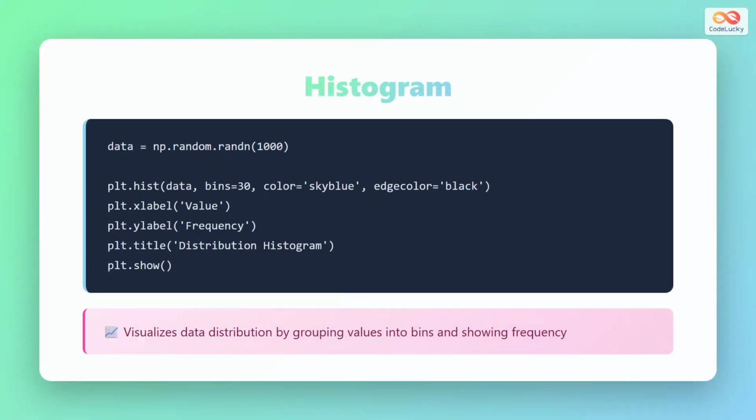Histograms help us understand the distribution of continuous data by grouping values into bins. We generate 1,000 random values from a normal distribution using np.random.randn. The plt.hist function creates our histogram with 30 bins, dividing the data range into 30 equal intervals. We set the color to sky blue and add black edges to each bar for clarity. Histograms are invaluable for understanding data distribution, identifying outliers, and seeing whether your data follows a normal distribution or has other patterns.